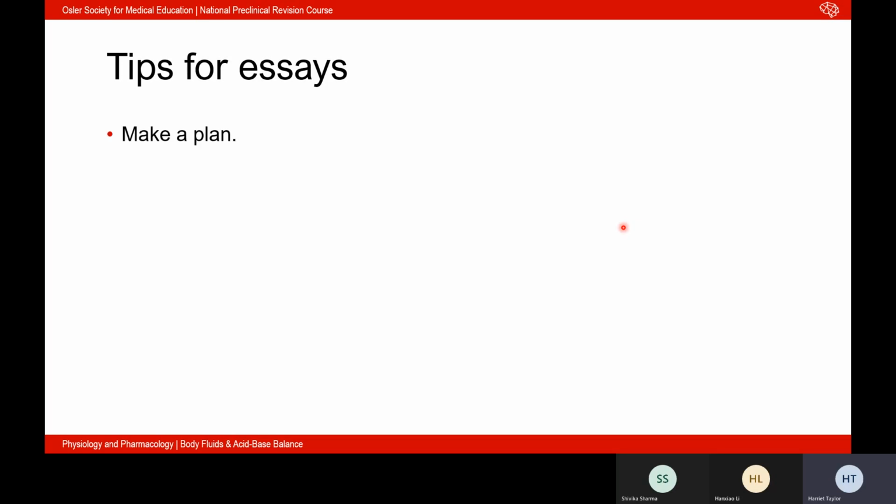So my top tip would just be make sure you make a plan. Don't just start writing. Use 5 to 10 minutes just to really make sure you know where you're going, what you're doing with your essay. You also need at least 5 points which fully answer the questions.